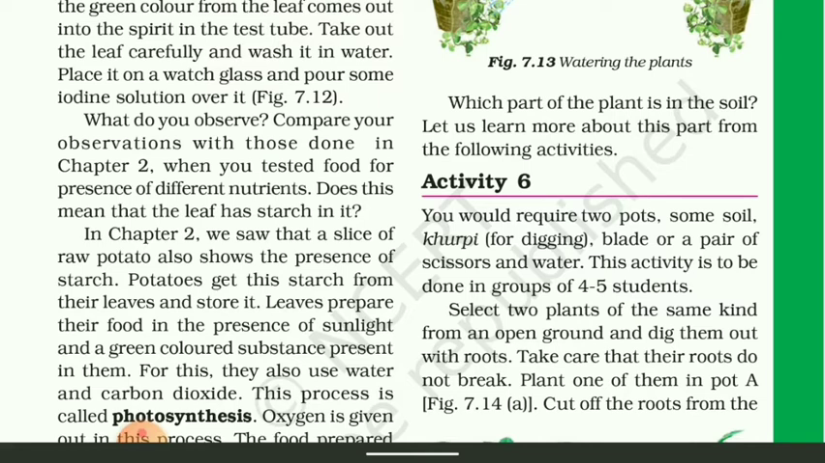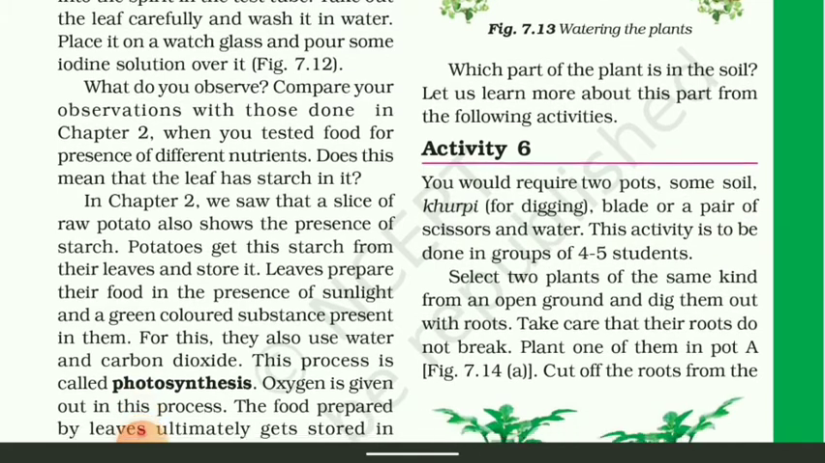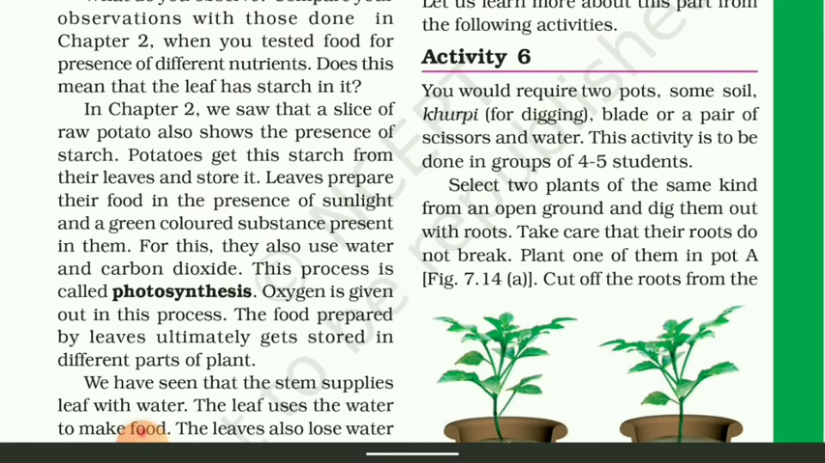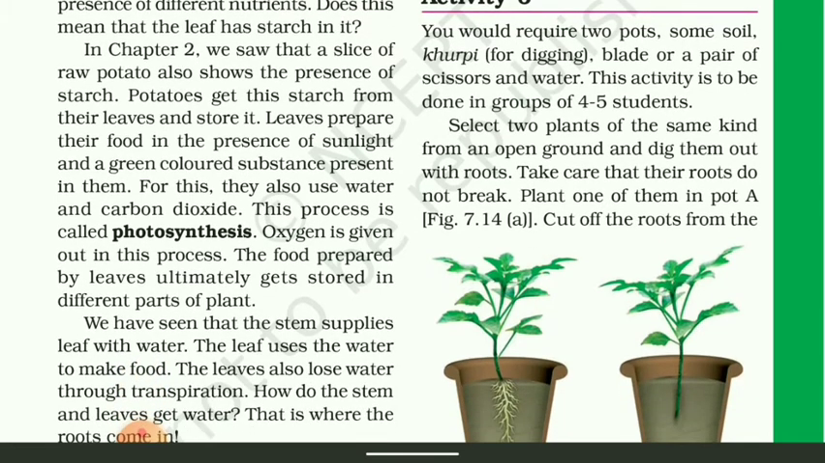What do you observe? Compare your observations with those done in chapter 2, when you tested food for the presence of different nutrients. Does this mean that the leaf has starch in it? In chapter 2, we saw that a slice of raw potato also shows the presence of starch. Potatoes get this starch from their leaves and store it. Leaves prepare their food in the presence of sunlight and a green colored substance present in them. For this, they also use water and carbon dioxide.